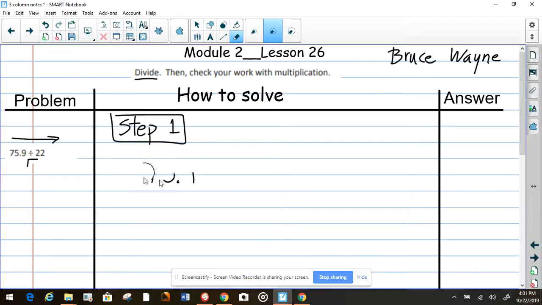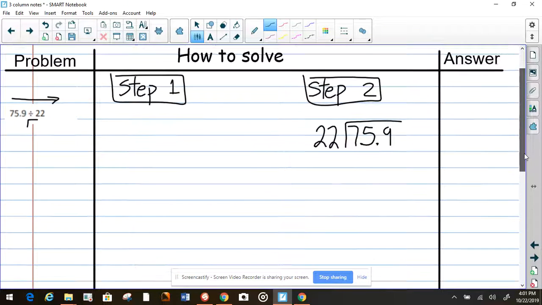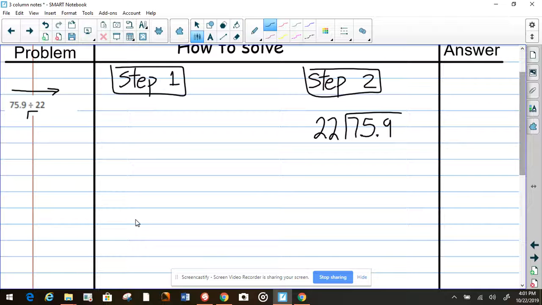This is my step number two. So step two, we are writing the division in a vertical way: 75 and 9/10 divided by 22. Now we're going to use our rounding skills. I'm going to write the same division, but this time horizontally to show you how we round.